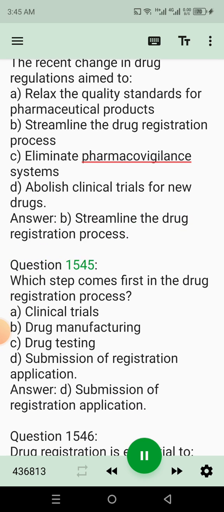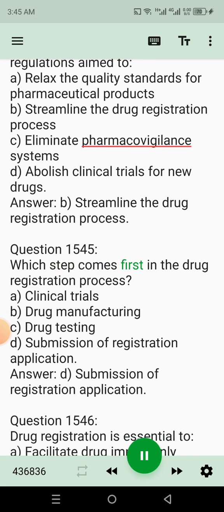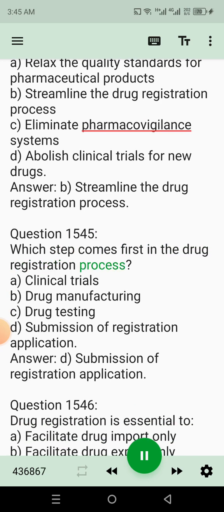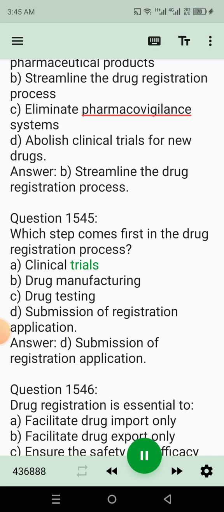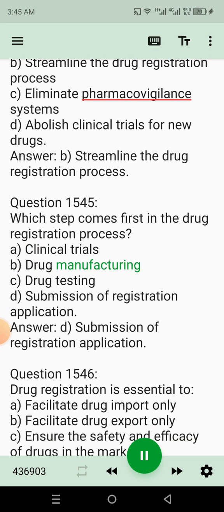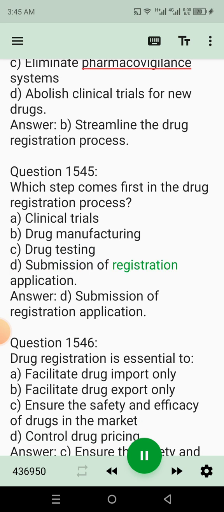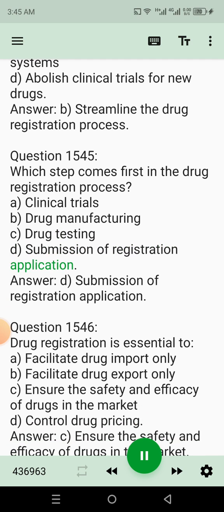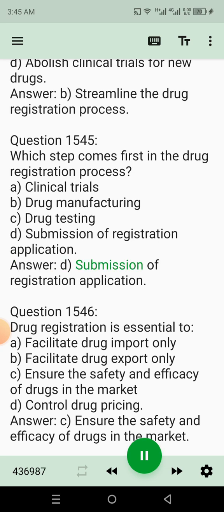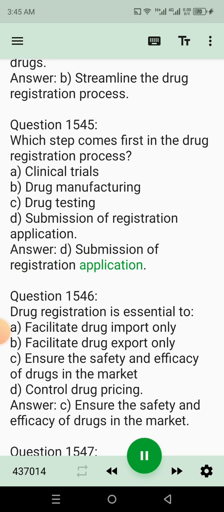Question 1545. Which step comes first in the drug registration process? A. Clinical trials. B. Drug manufacturing. C. Drug testing. D. Submission of registration application. Answer: D. Submission of registration application.